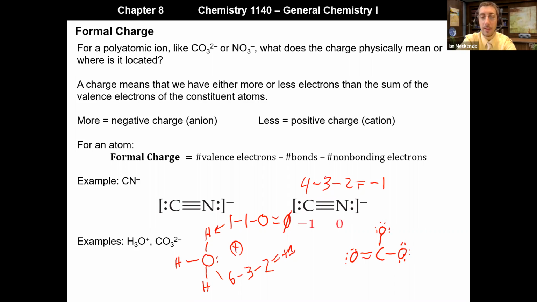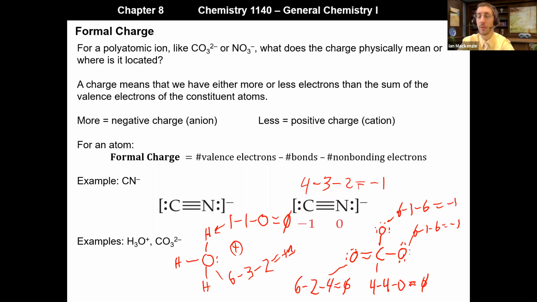So this oxygen on the left, 6 minus number of bonds is 2, minus unshared electrons, there's 2 lone pairs, so that's 4. That oxygen has a 0 formal charge. Carbon, 4 minus 4 bonds, minus, it has no lone pairs, so 0. It has a 0 formal charge. This oxygen on the top, however, 6 minus 1 bond, minus 6 unshared electrons, it has a -1 charge. And this oxygen on the left, 6 minus 1 minus 6, it also has a -1 charge.